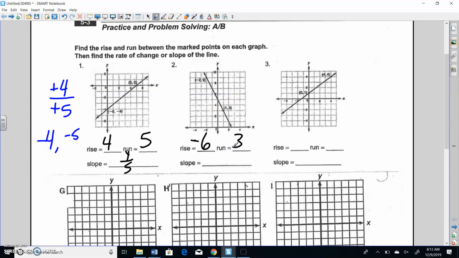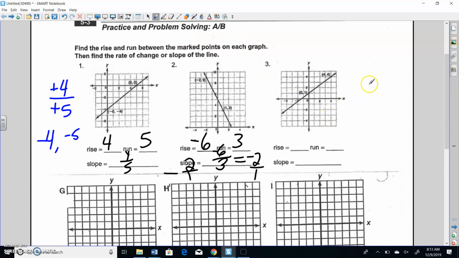So now I can state my slope. It's rise over run. That's -6 over 3. And we always want to reduce. Now it's a negative over a positive, so it's going to stay negative. 6 over 3 is the same as 2. So our slope is -2. Some people like to write it as -2 over 1. That's okay. And of course, we can put the negative out front of the whole fraction, like that. So all of those are acceptable.